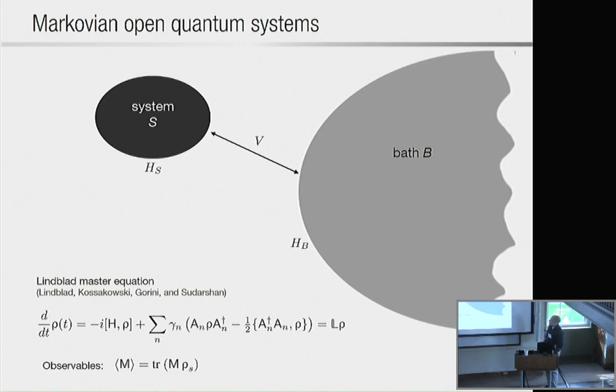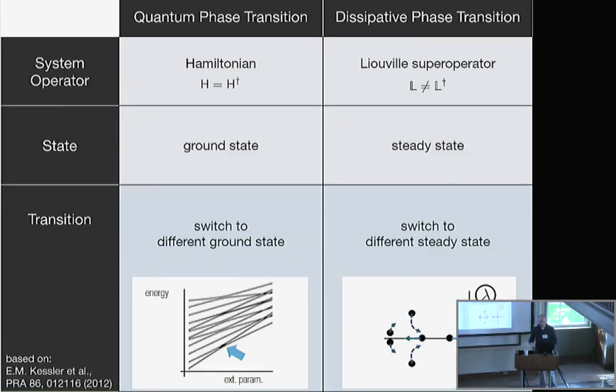And I'll show this slide once more. You saw a version of it yesterday already. This is again based on a paper from the Lukin group, and compares what is a quantum phase transition. All of you know that. You have to know the Hamiltonian. You're interested in the ground state, and a phase transition happens when the ground state switches. You have a crossing from one type of state to another, and that's what you're interested in.